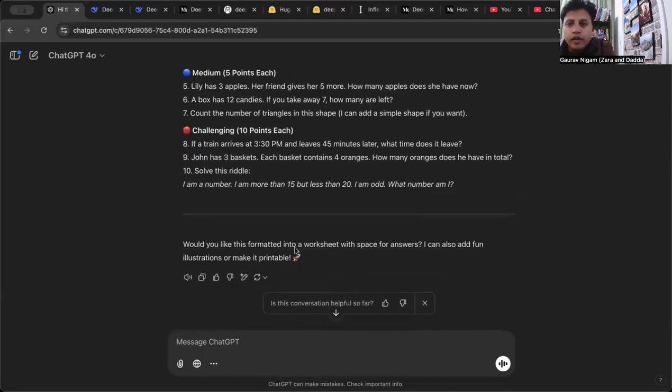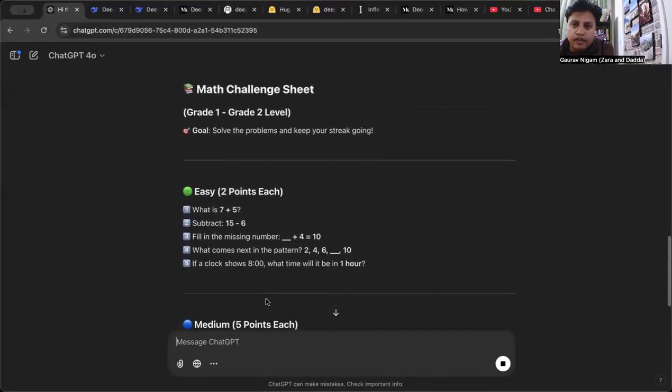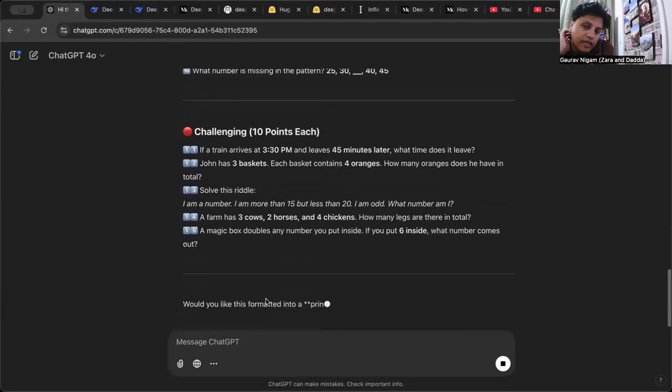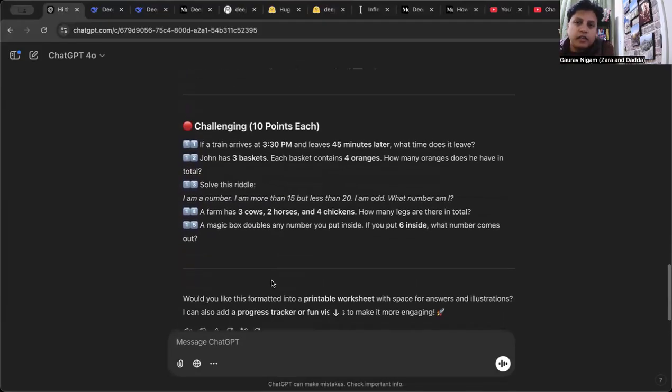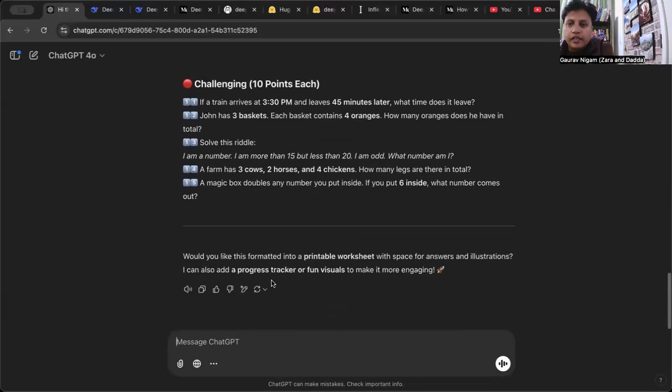What I can do from here is even add more questions following the same format. So you can see that it created another sheet following the same format. But this time you can see that it also associated the complexity with it: easy, medium, and challenging.